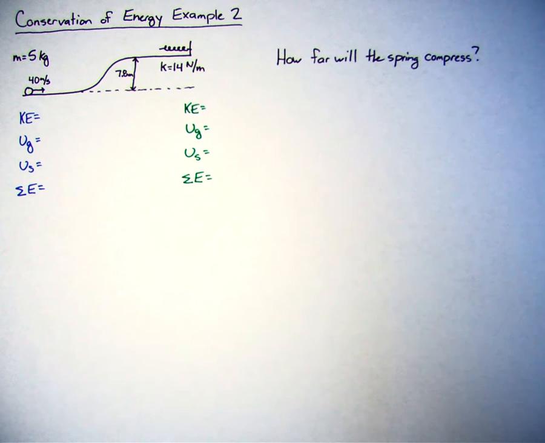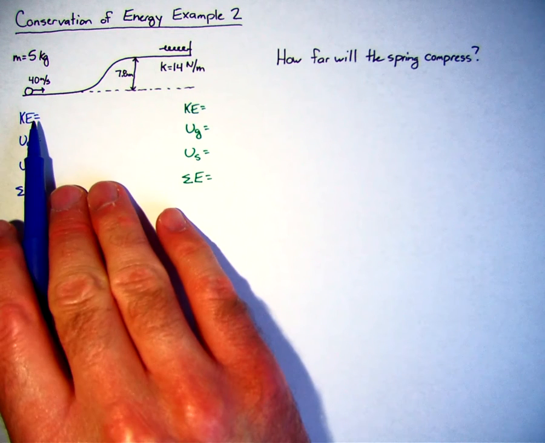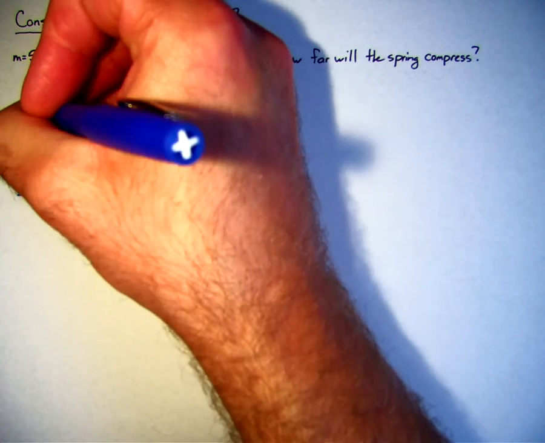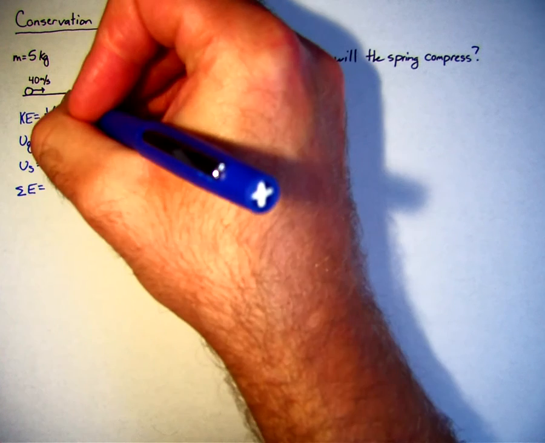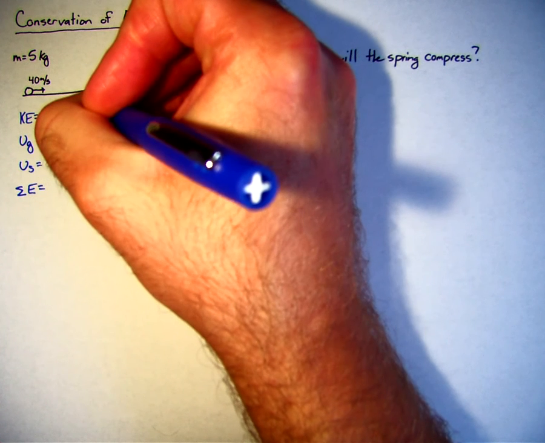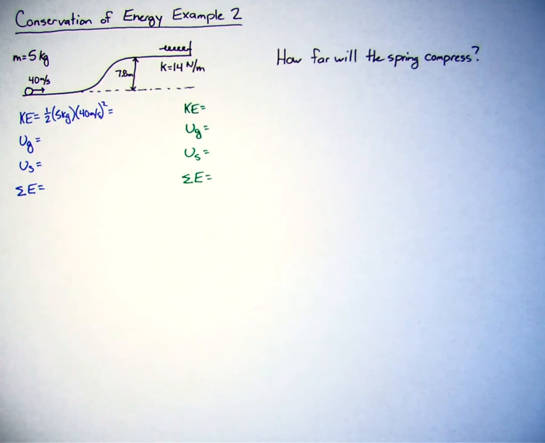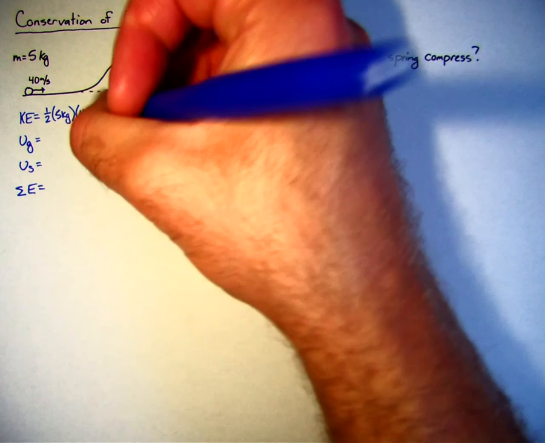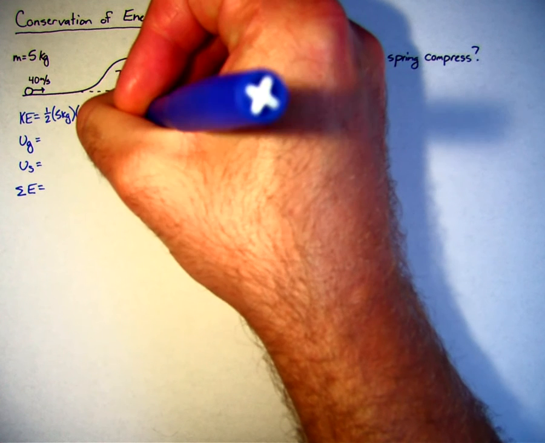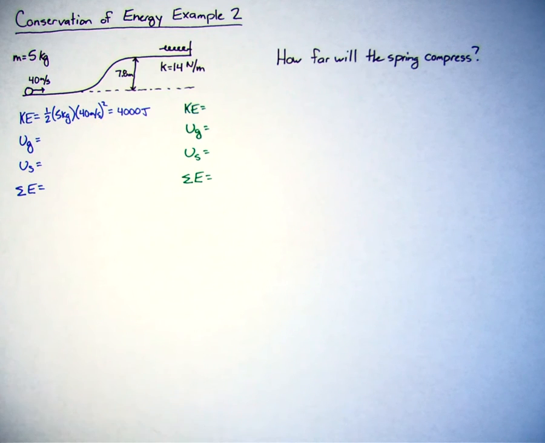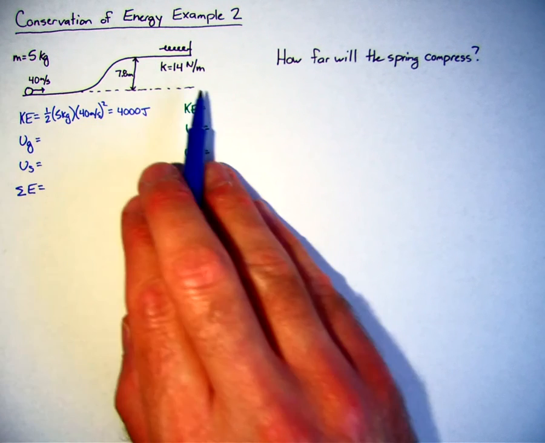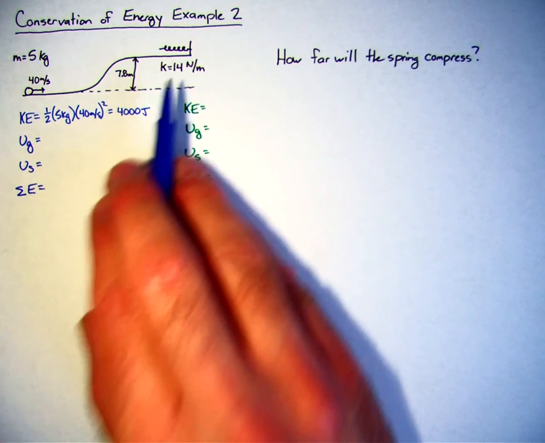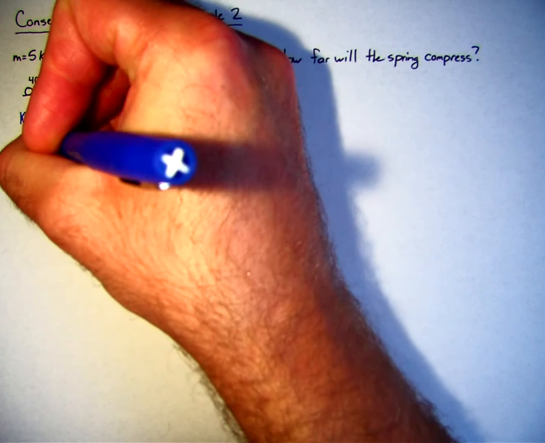So initially, I have kinetic energy because I know it's moving here. The kinetic energy is 1/2 times the mass, which is 5 kilograms, times the velocity, which is 40 meters per second, squared. So I can figure that out. 0.5 times 5 times 40 squared gives me 4,000 joules of kinetic energy. I don't have any gravitational potential energy because it's at my lowest spot here. Relative to the lowest spot, it has no height, so it has 0 joules.